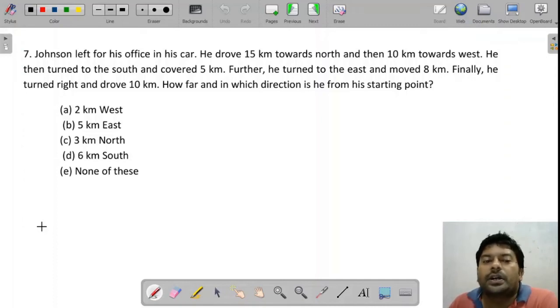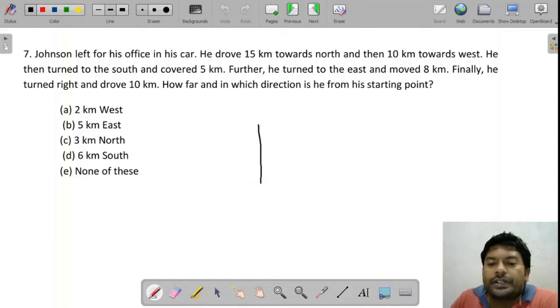Johnson left his home to his office in his car. He drove 15 kilometers towards north. He is driving a car and he drove 15 kilometers towards north. This is 15 kilometers, and then 10 kilometers towards west.